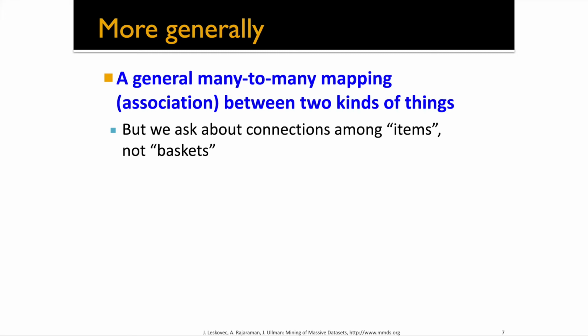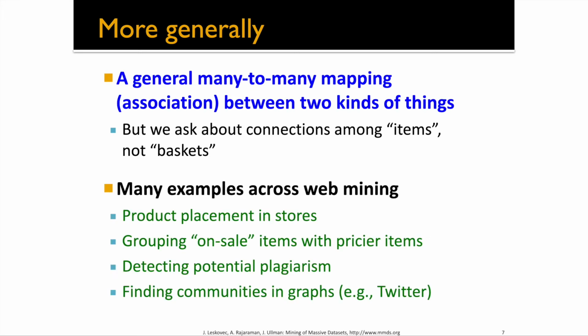We can look at this more generally and say this market basket approach is essentially a mapping of many things to many other things. That this association exists between two groups of items. And what we want to understand are these connections among these items. And there are lots of examples for this that we can go through in terms of product placement in stores, grouping sales or on-sale items with items that are slightly more expensive, or we can offset sale items by increasing costs of non-sale items that are likely to be purchased with on-sale items, and a number of others.